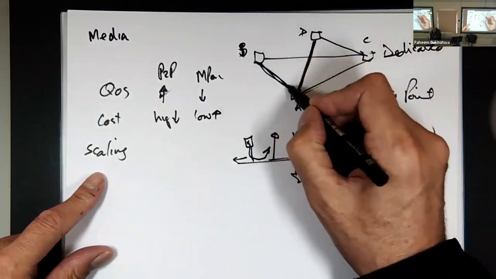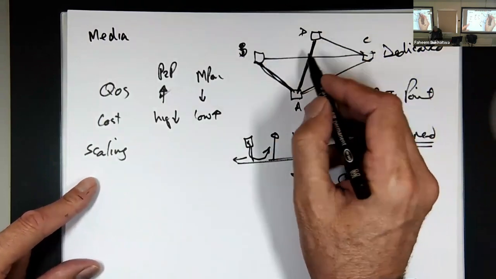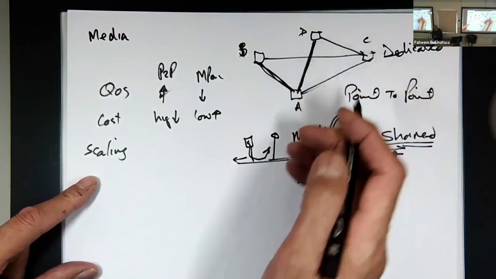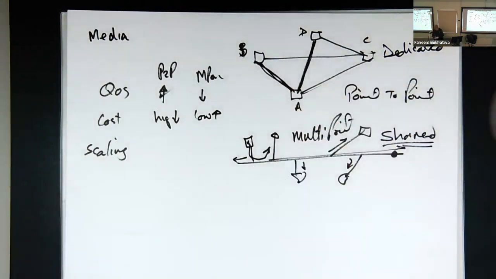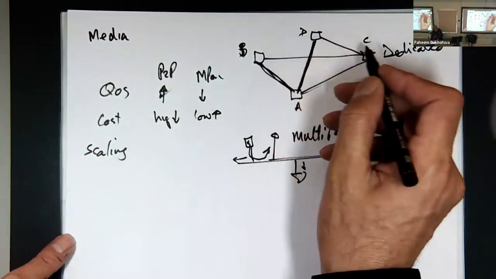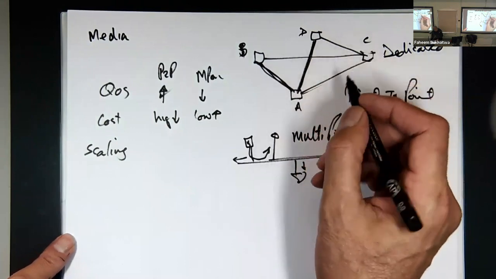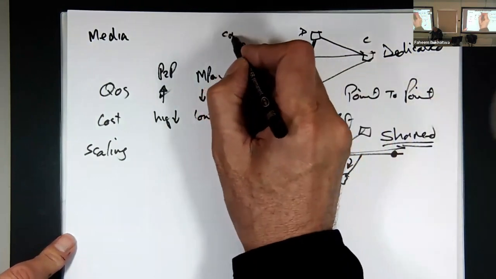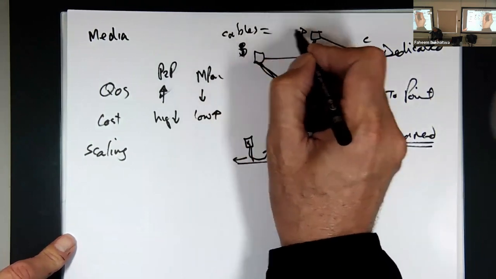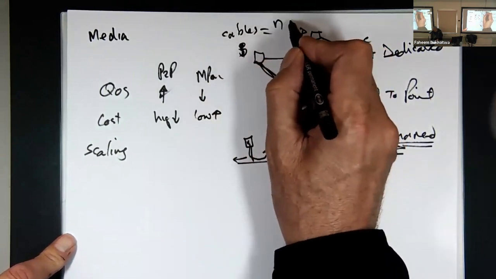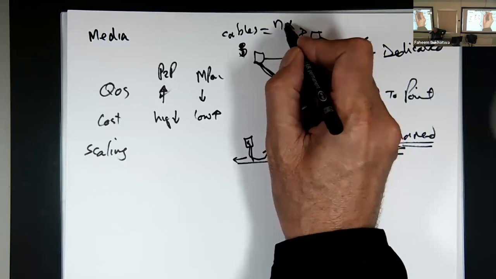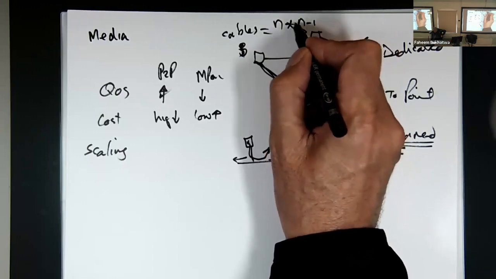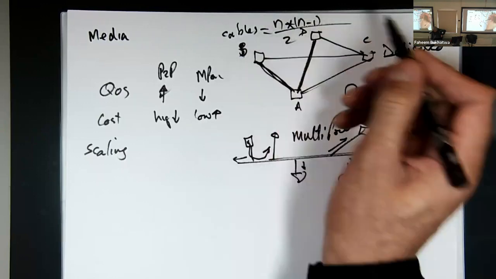And there's even a formula for these cables. How many lengths of cables do you want? How many pieces of wires do you need? That depends on the number of machines. So the number of cables equals the number of machines times the number of machines minus 1, divided by 2.